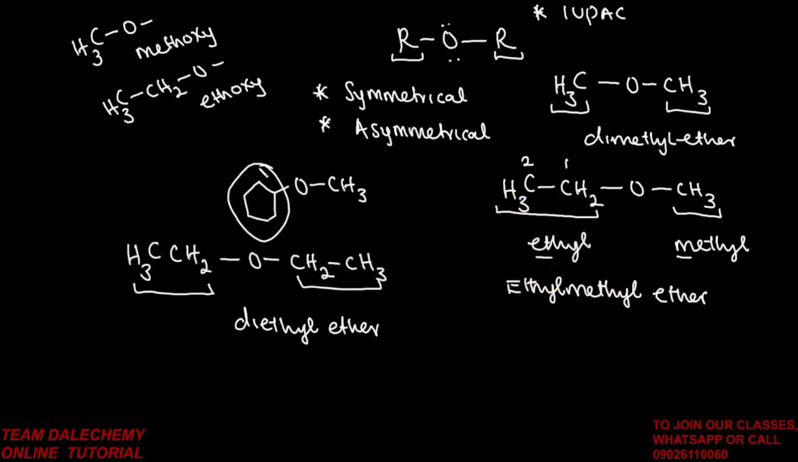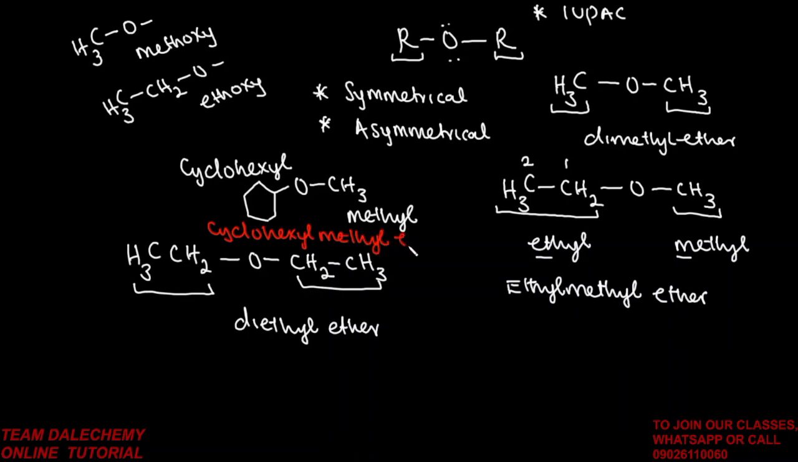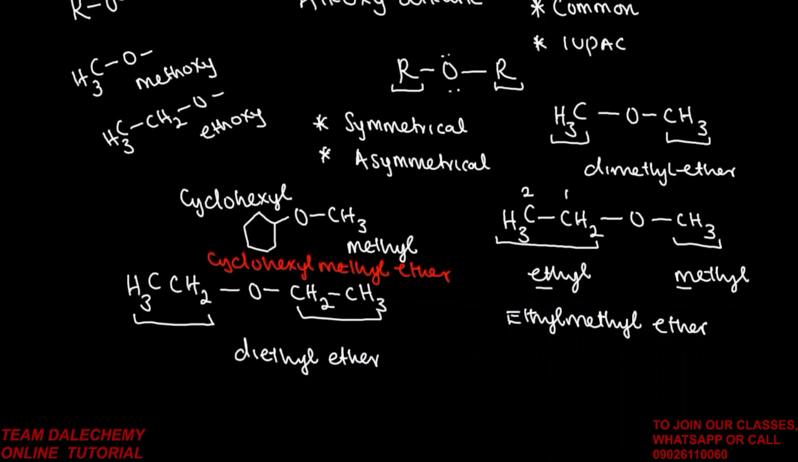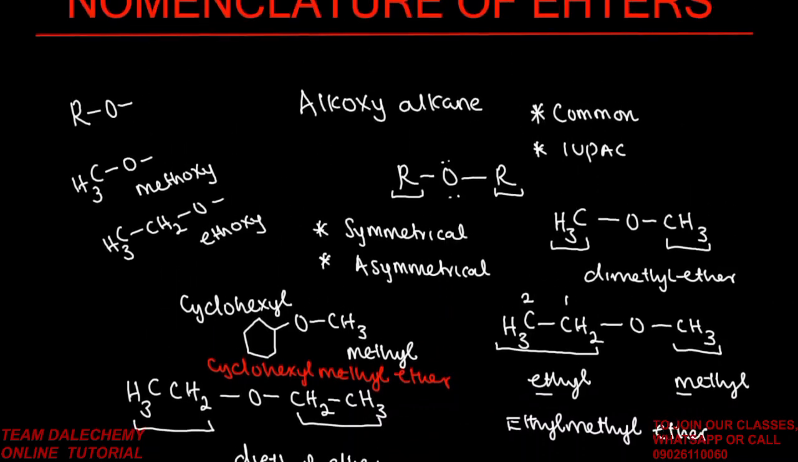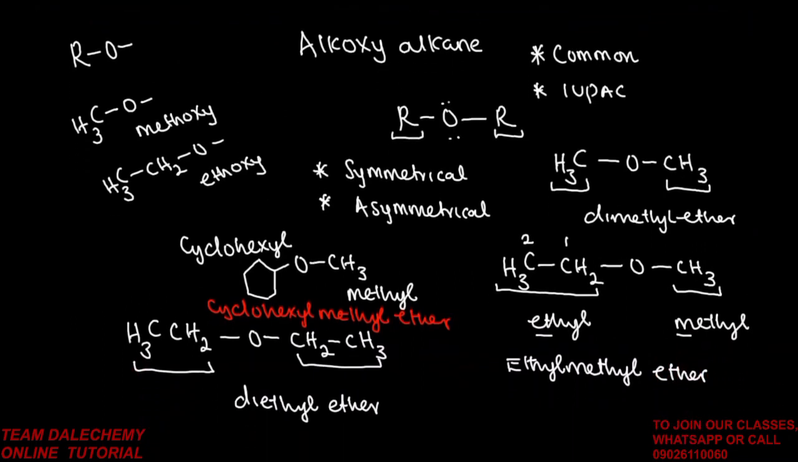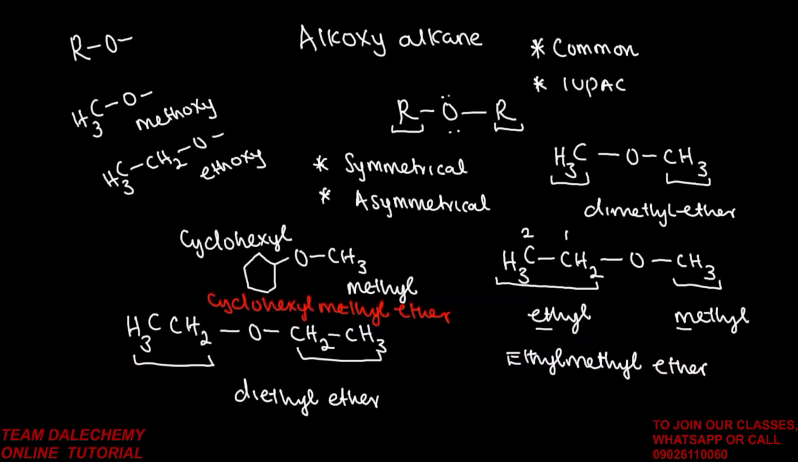So here this is cyclohexyl, from cyclohexane. And here is methyl. C comes before M. So the name of this compound would be cyclohexyl methyl ether. All these are just the common names. Just mention the two alkyl groups at the two sides of the oxygen, then you add ether to it. So that is called the common name. Now, on to the IUPAC name.